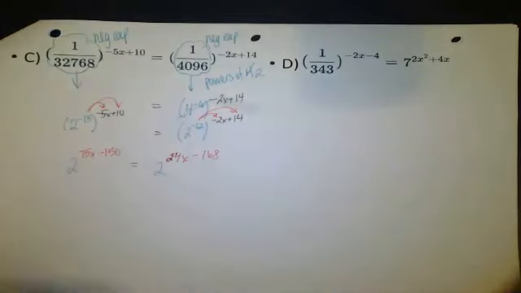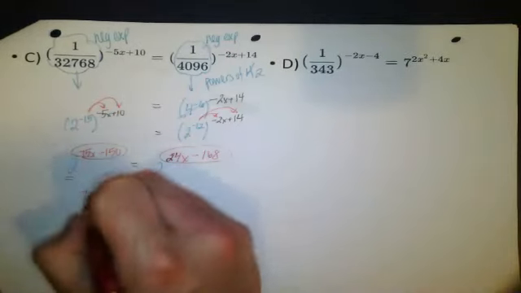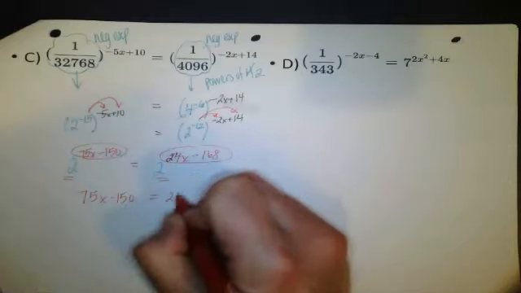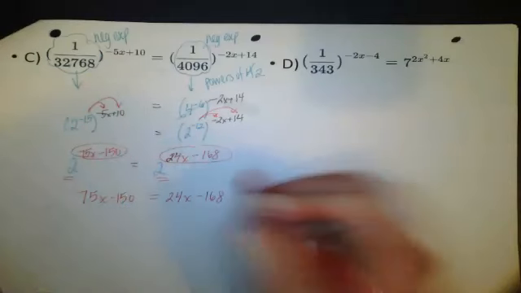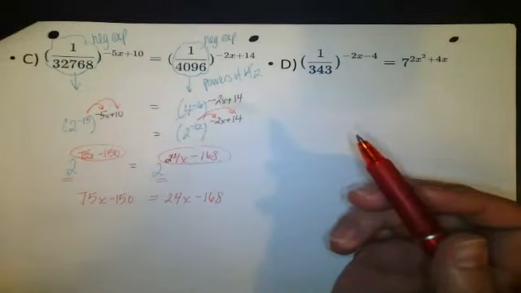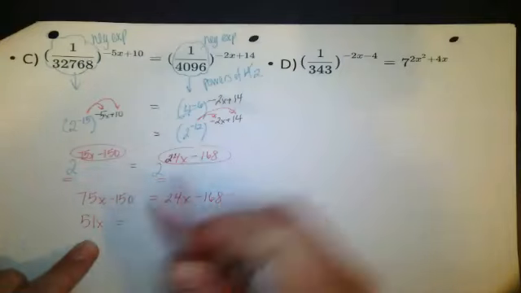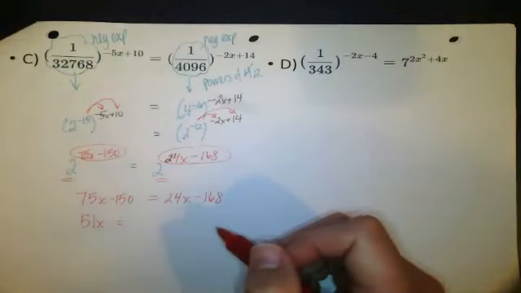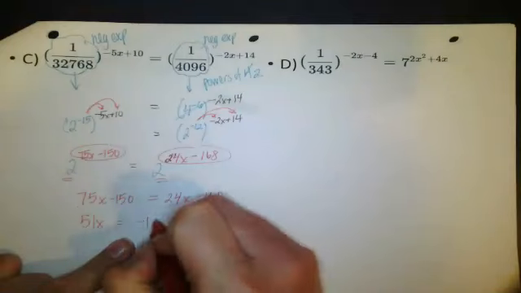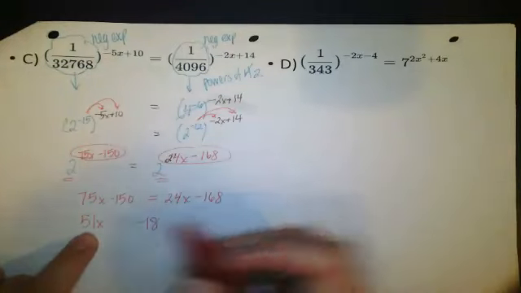So if the bases match, then my exponents should match. 75x minus 150 is equal to 24x minus 168. So I'm going to move my 24 over. So 75 minus 24 x's is 51 x's. And I'm going to add 150. And that gives me negative 18. And then I can go ahead and divide by 51.